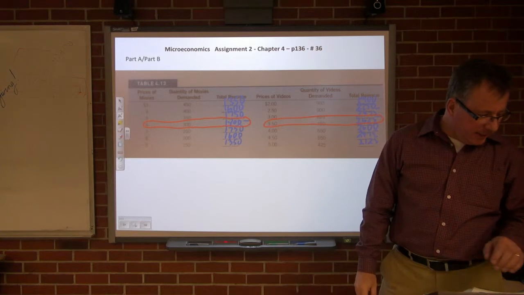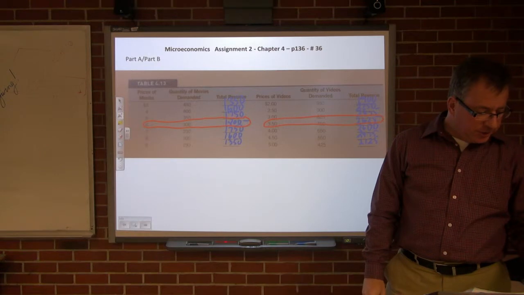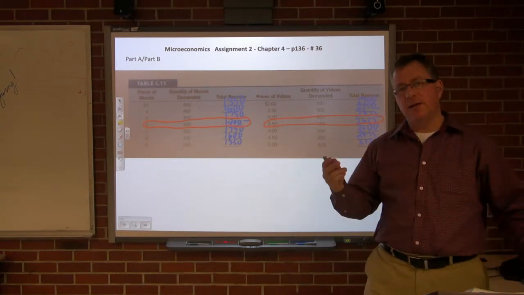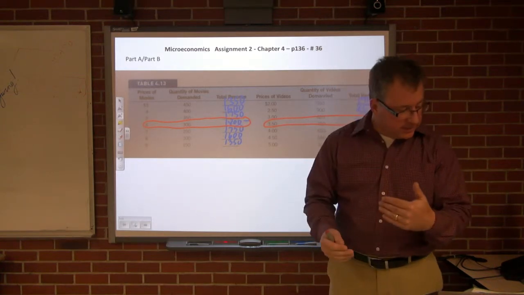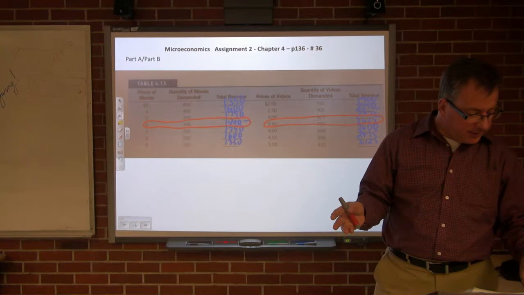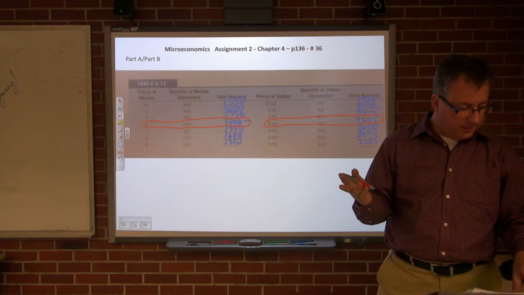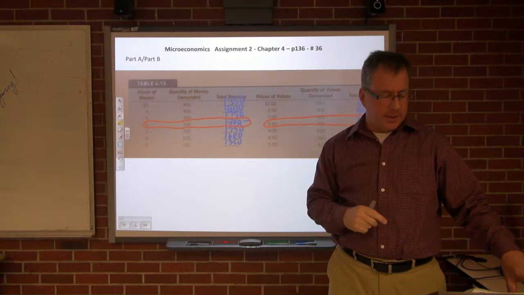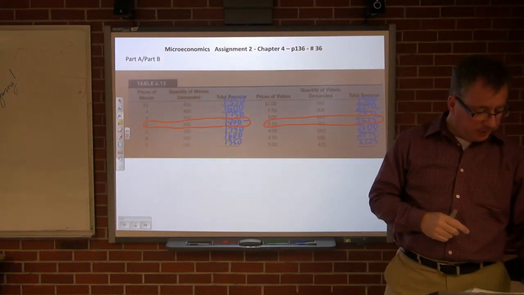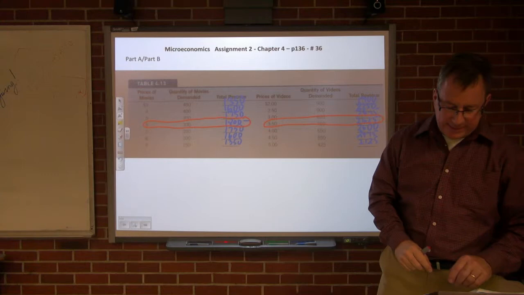The next thing we're asked here is, what's the elasticity of demand for movies if the theater changes the price from $6 to $5? Again, when we look at elasticity, what we're doing is comparing a shift in price, in this case from $6 to $5, and the corresponding change in demand that occurs at that price. We're trying to determine how sensitive demand is to a price change.